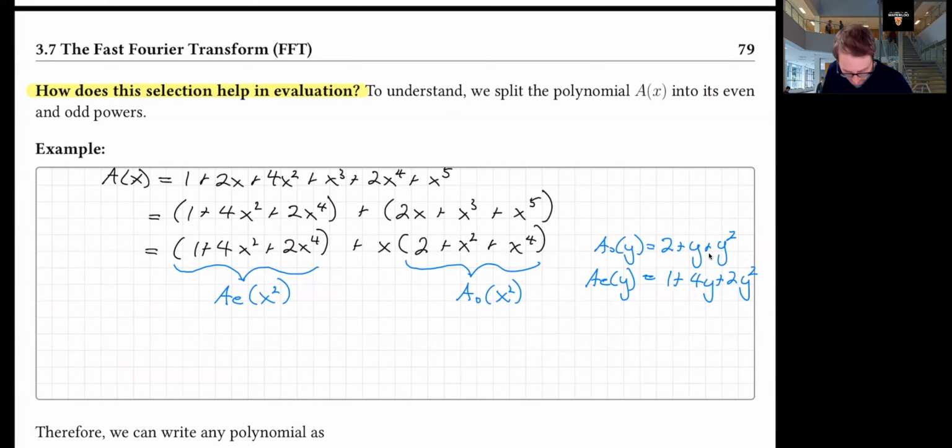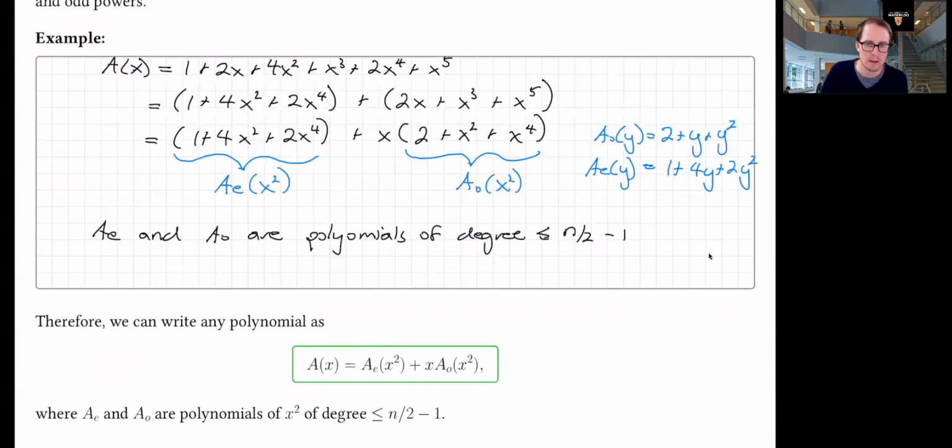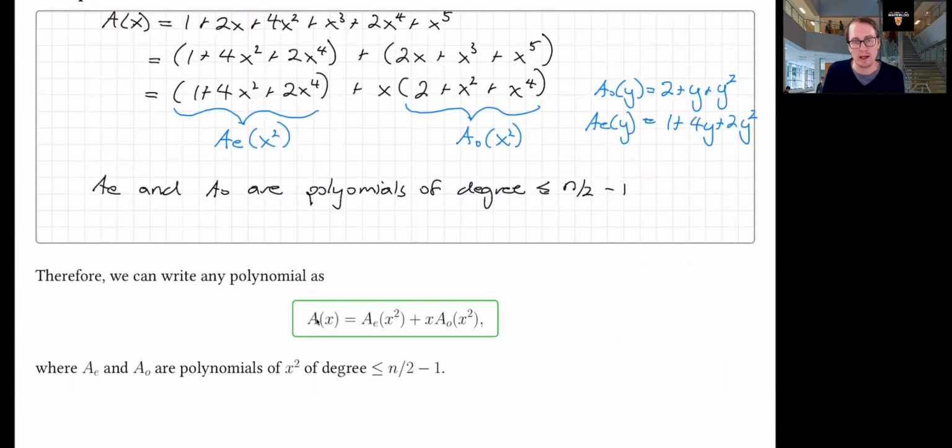So a even and a odd are polynomials of degree less than or equal to n over 2 minus 1. And so this is the trick. I write a of x as a even evaluated at x squared plus x times a odd evaluated at x squared. And these polynomials are of lesser degree.